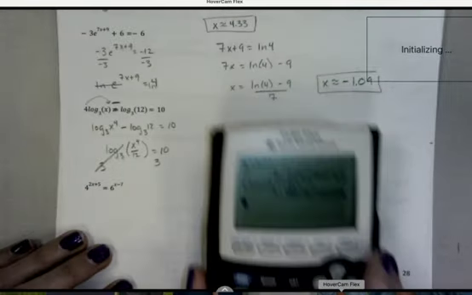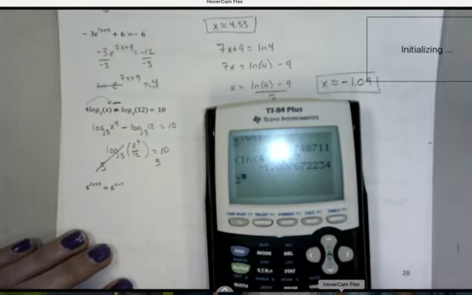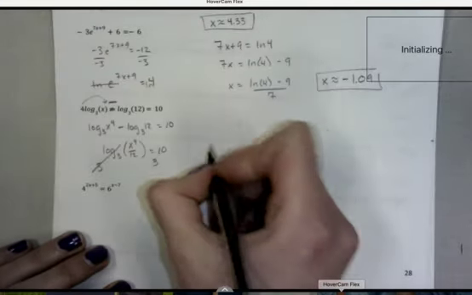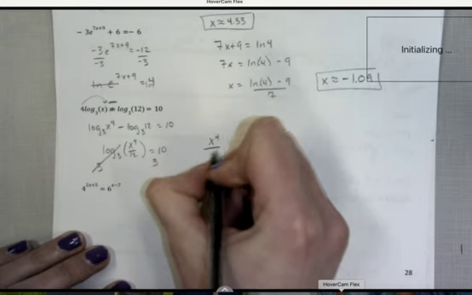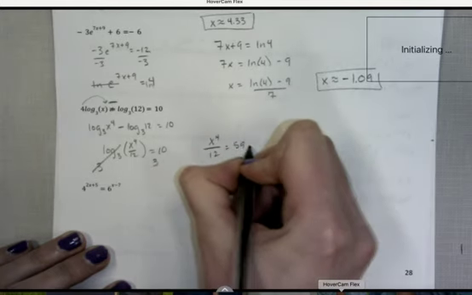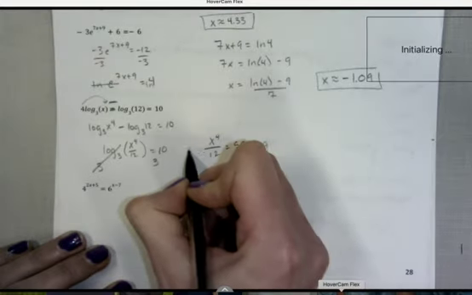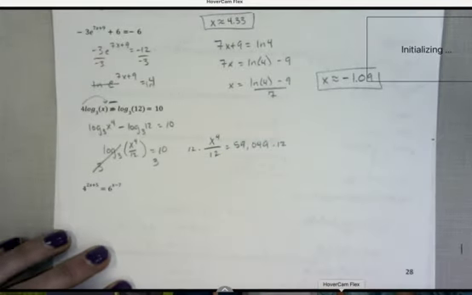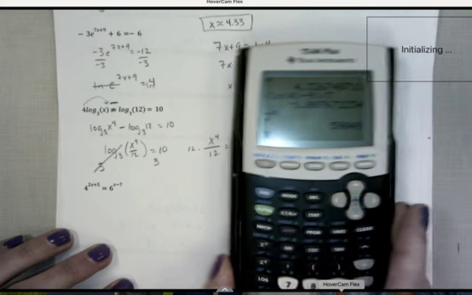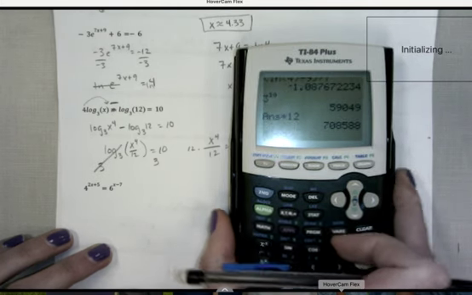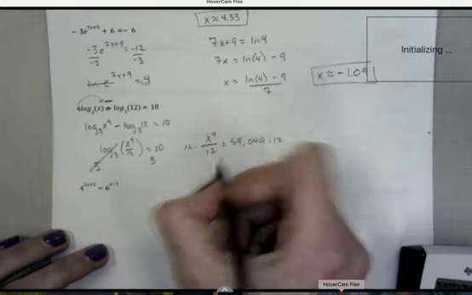Okay, 3 to the 10th is going to be kind of big. 59,049. Multiply both sides by 12. $708,588.